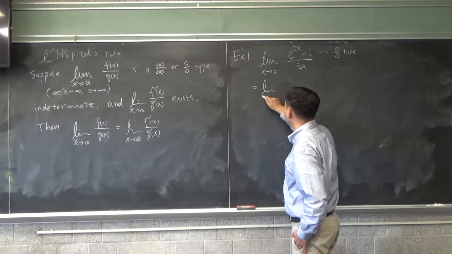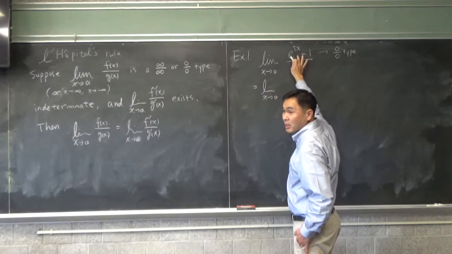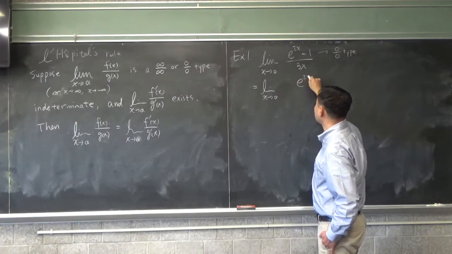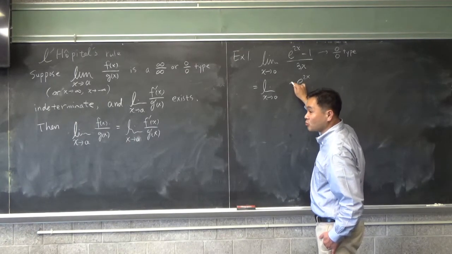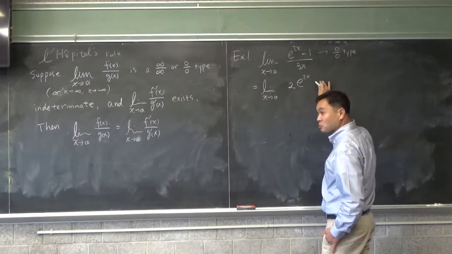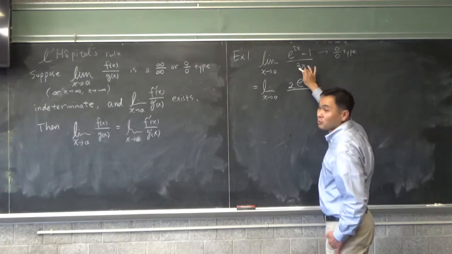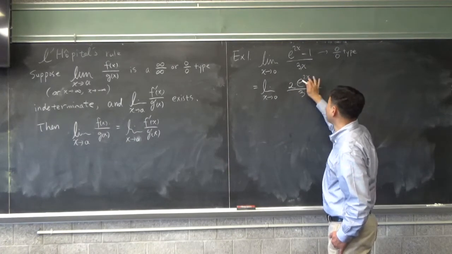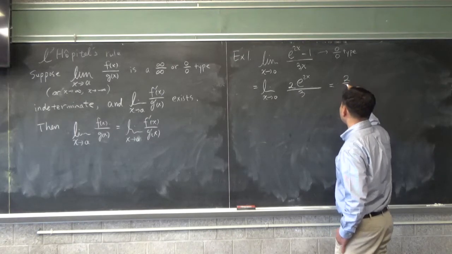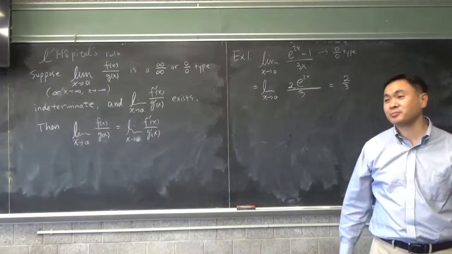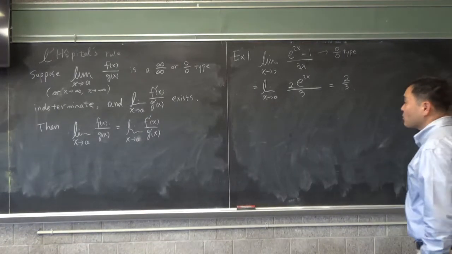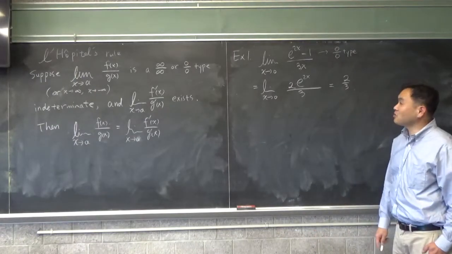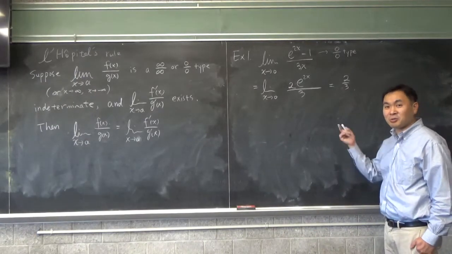What does L'Hopital say? Differentiate the top. If you differentiate e to 2x, what do you get? e to 2x times 2, because of the chain rule. 2x has to be pulled out and differentiated. And then if you differentiate 3x, you get 3. And now you plug in 0, so that's going to be 2 over 3. Done. So it's a magical formula. You can just calculate the limit by differentiating the top and bottom.